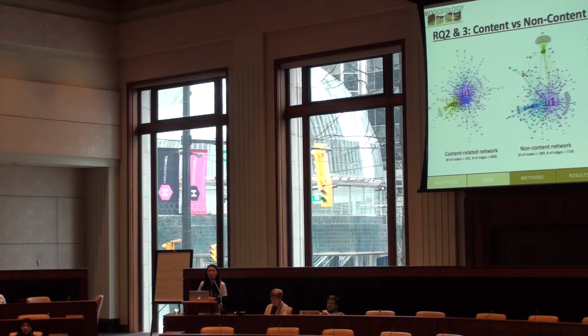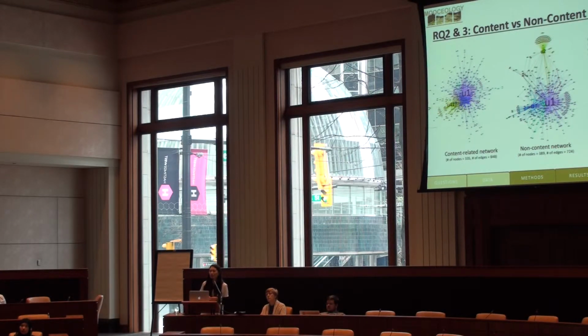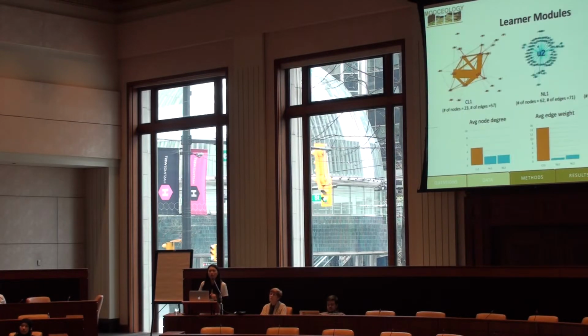Also, the average node degree and average edge weight are both greater in the content-related network, which means actors in this network developed social ties with a greater number of people, and also they developed stronger social ties in the same process when they participate in content-related discussions. To dig deeper, we extracted all modules in the two networks that contained more than 5% of the network population and looked at them. We got a total of 7. 3 of them only contained learners, and the other 4 each contained an instructor.